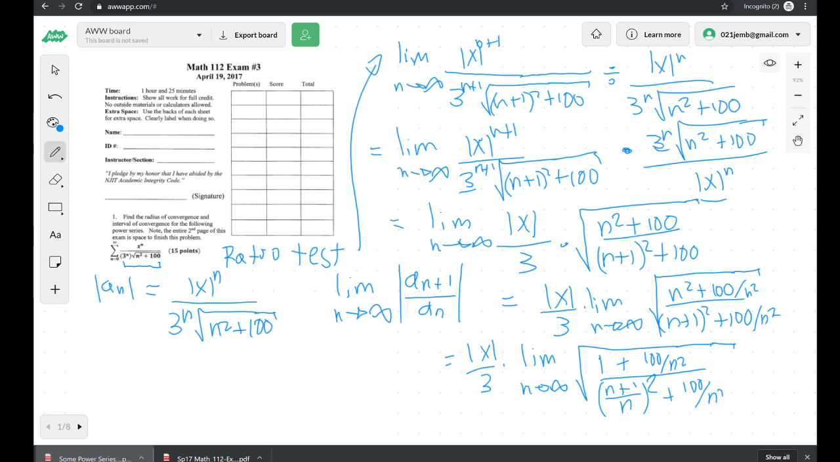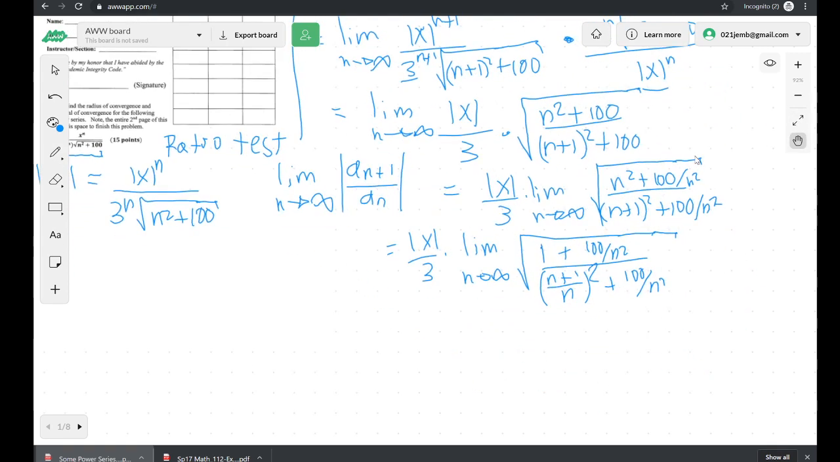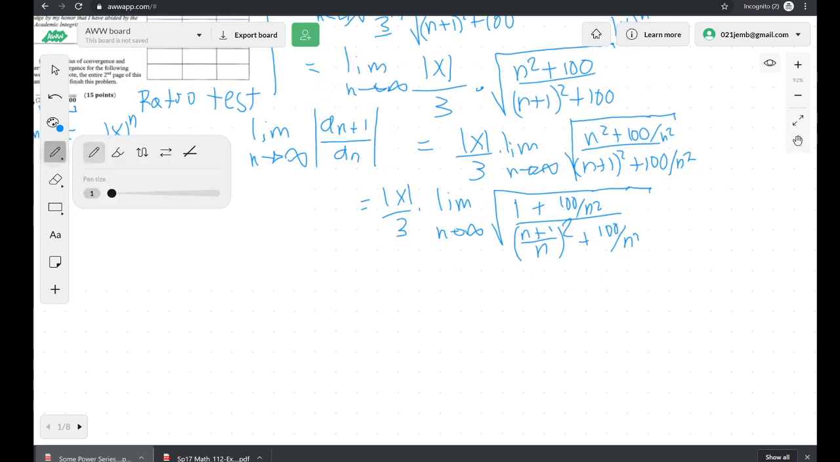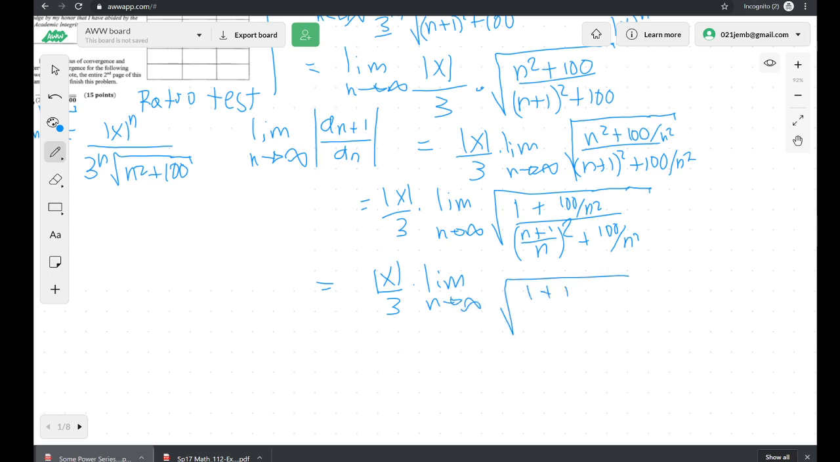And we already know that the limit of n plus 1 divided by n as n approaches infinity will be 1. We could do the same process. If you want to show all the work, you will have to rewrite this as the absolute value of x divided by 3 times the limit as n approaches infinity of the square root of 1 plus 100 divided by n squared, divided by 1 plus 1 over n. I don't know if professors will be mad if you just say that this goes to 1, right?